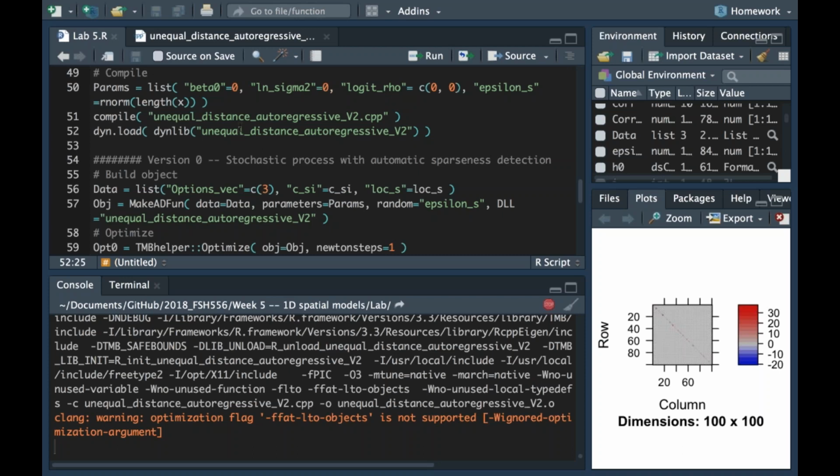So it looks like I fixed it now. You did, okay. Compiling it. Okay.